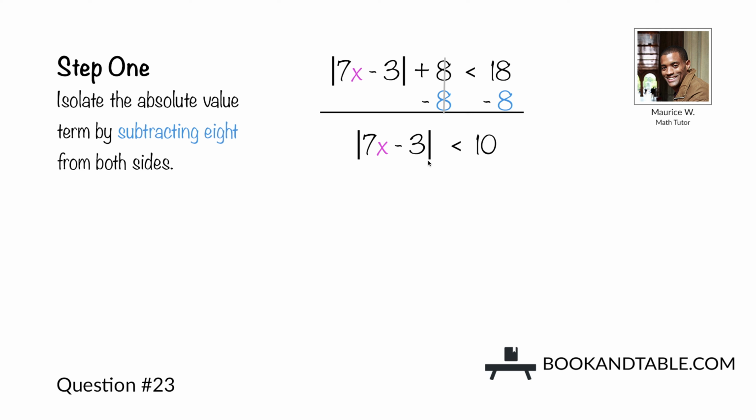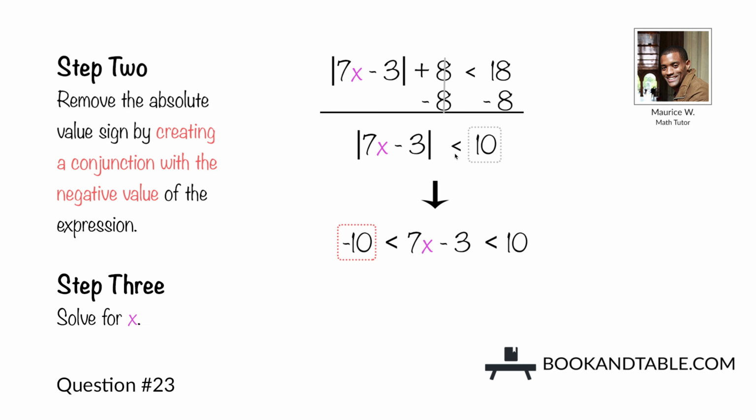And now we have the absolute value sign with less than, which means we want to create a conjunction. So step 2, we remove the absolute value sign by creating a conjunction with the negative value of the expression, negative 10. That leaves us with the conjunction negative 10 is less than 7x minus 3, which is less than 10. So step 3, we want to solve for x.